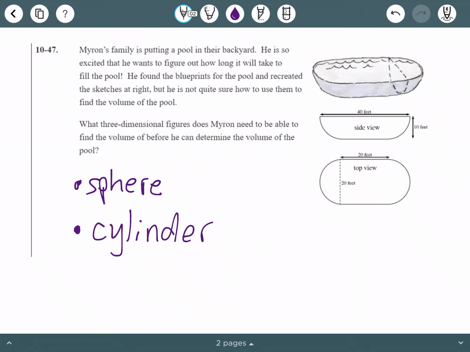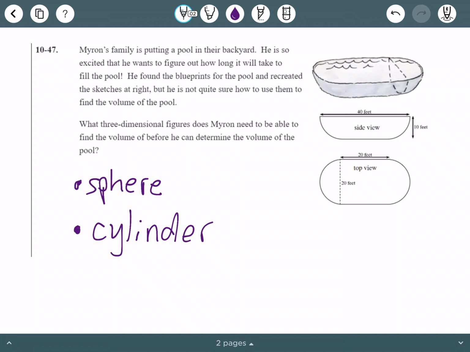Now keep in mind the shape of this pool is only half of a sphere, right? So half, or I guess a quarter of a sphere on either end, and then half of a cylinder. But regardless, we need to know the volume formula for those so that we can work from there.